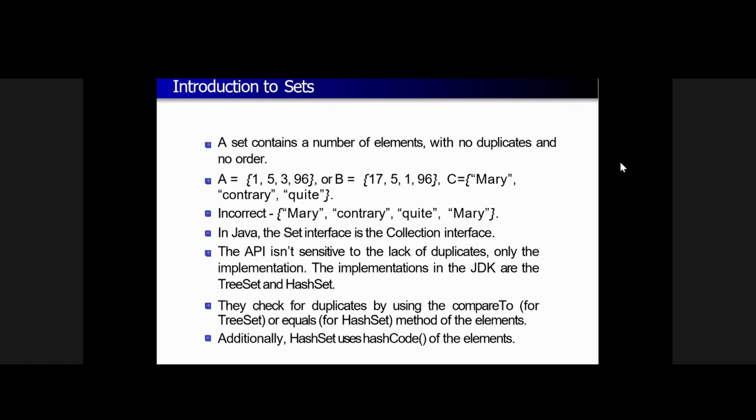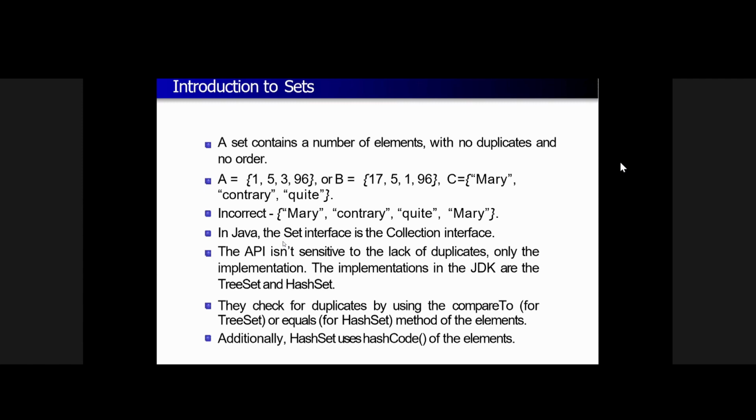defines the set. And of course, we're going to have sets of strings like this one here with Mary and contrary and quite. Okay, but of course, you can't have Mary show up twice. So that example there is an incorrect set. So you'd have to just knock out one of the Marys and then we get back to a proper set. Okay. So now how are we going to model this?